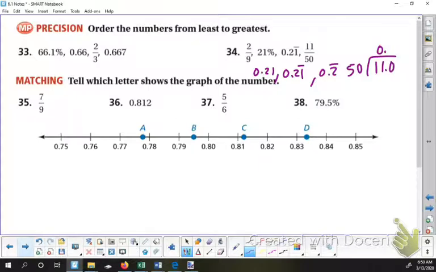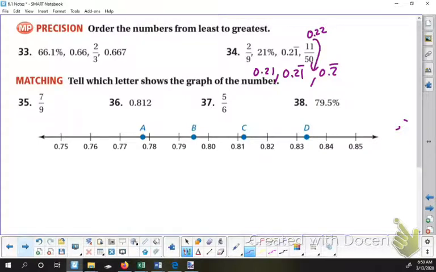Decimal point, add a 0. Into 110, it goes twice. That's 100. Subtract, and I get 10, add a 0. 100 twice. But this one terminates. This one terminates. This is 0.22. This one is 0.222. So this is going to fit right in between these.